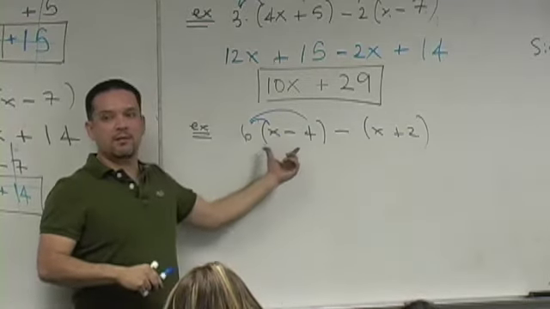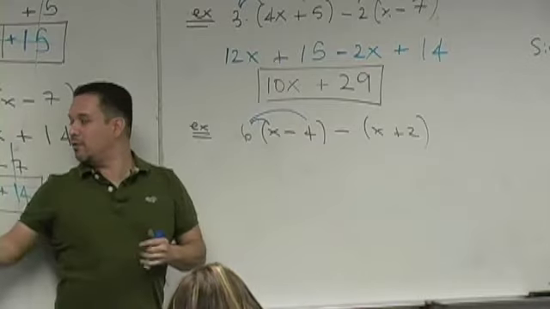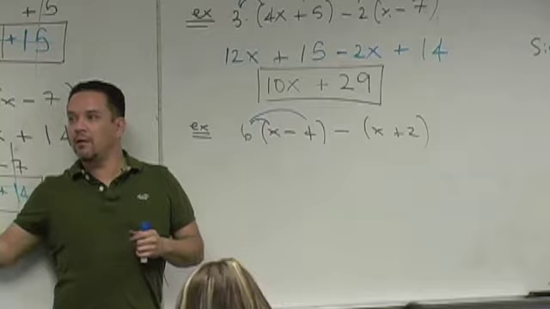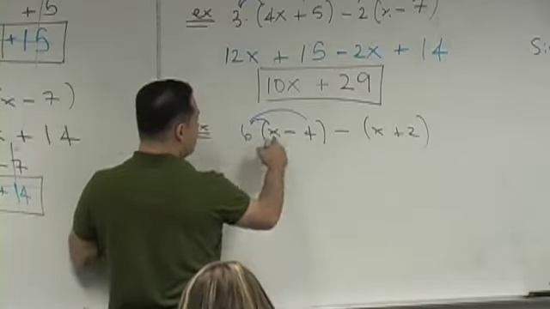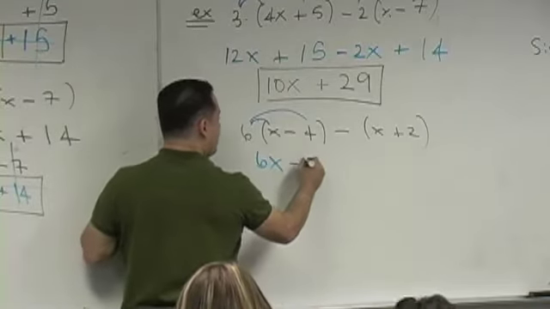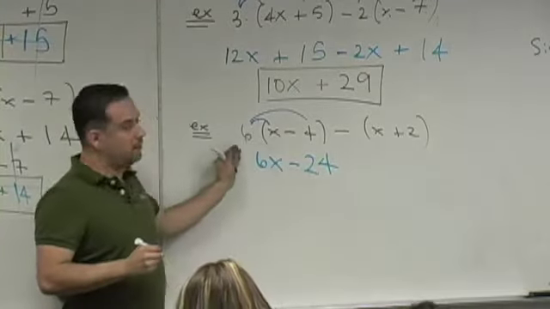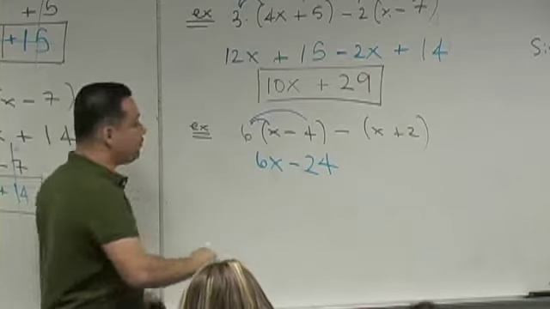First set of parentheses. What's the story? Okay, if you guys like, you could draw your picture. You can do the boxes if you want. Okay? So, 6 times x is 6x. 6 times that negative 4 is negative 24? Is everybody okay with this one? Okay, you sure? If you have to draw the picture.